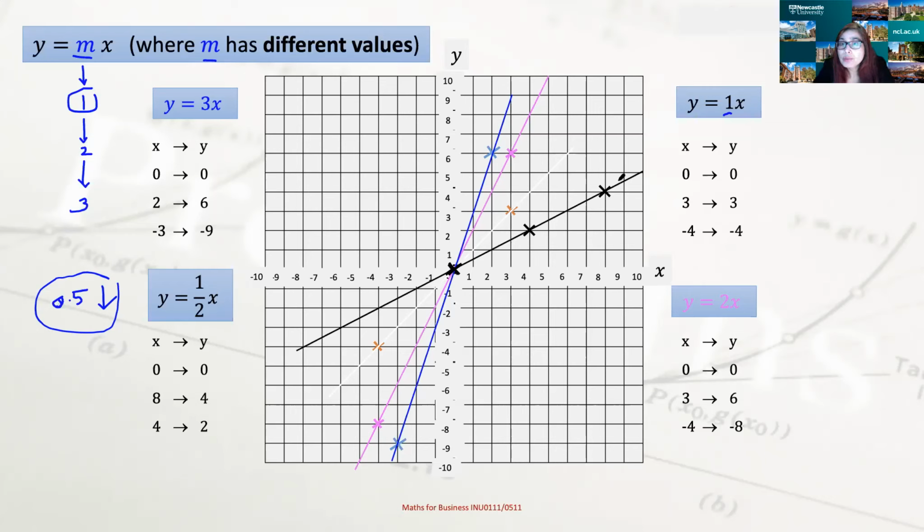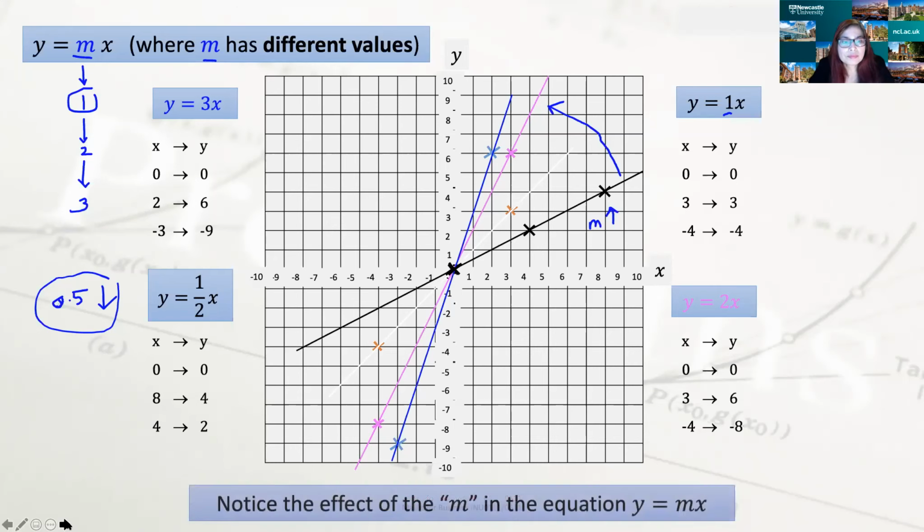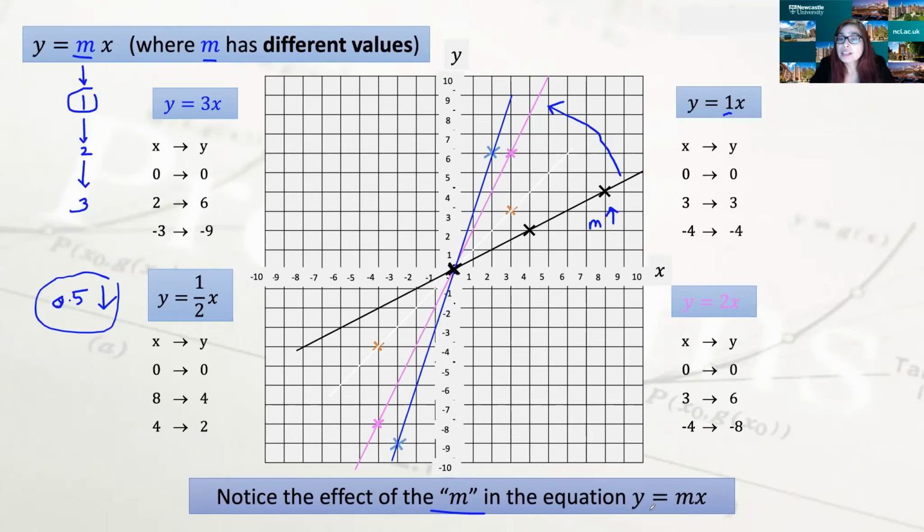So that's what happens when you increase m, the gradient, the line gets steeper and steeper, because gradient is a measure of steepness. This is a beautiful relation, and you should be able to see that. It helps you to interpret certain situations, which you will come across soon. So the effect of m, you have to understand that clearly. As m increases, the steepness of the line increases, because gradient is a measure of steepness.